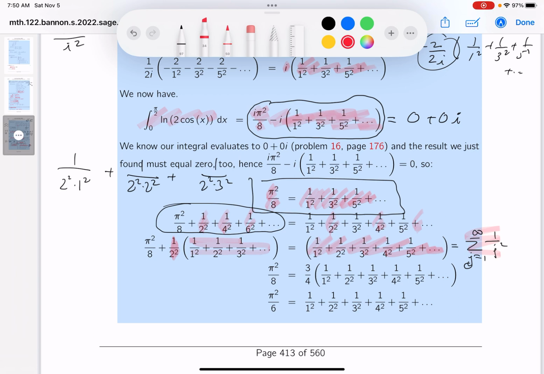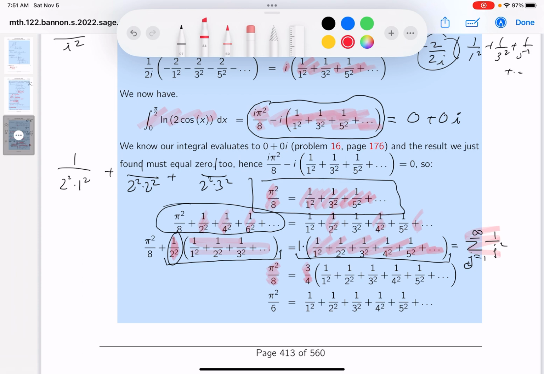So what do I do over there? I'm going to say that this is really one of these things, and this is going to be 1/4, and I subtract it from both sides. And what do I get over here? I get this. I get pi squared over 8. Again, I want to repeat this over here. We're subtracting this from both sides. What do you get? Well, 1 minus 1/4 is 3/4. So I'm getting this over here.